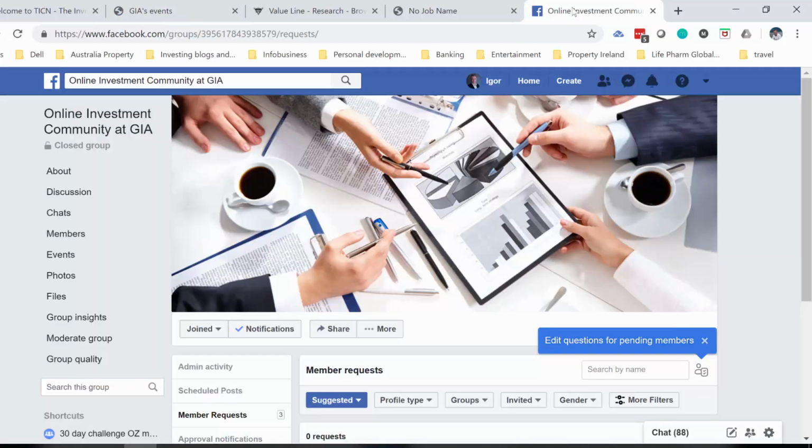Also, I already mentioned that we have an online investment community. We also have different Facebook groups for local members, for example for Sydney, Moscow, and London. But you can join the online investment community where everyone is going to be. Whatever events we're running and all notifications are here. You can discuss some companies here. You can also link up with other people.